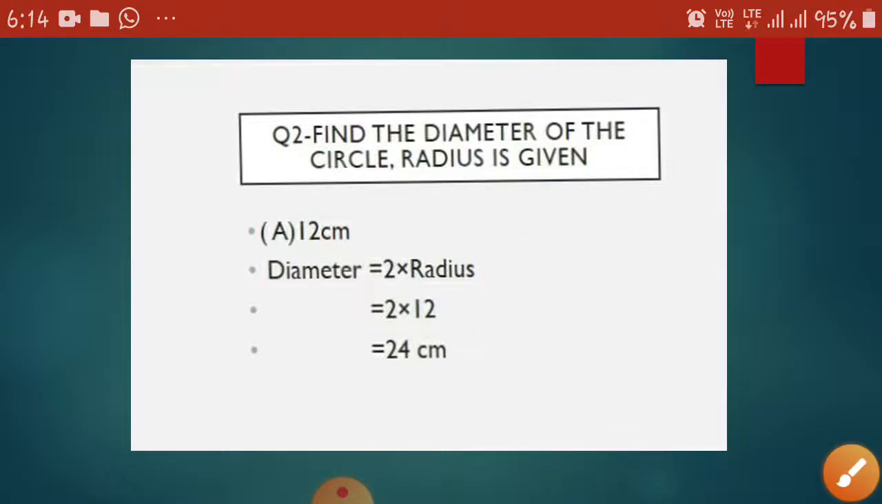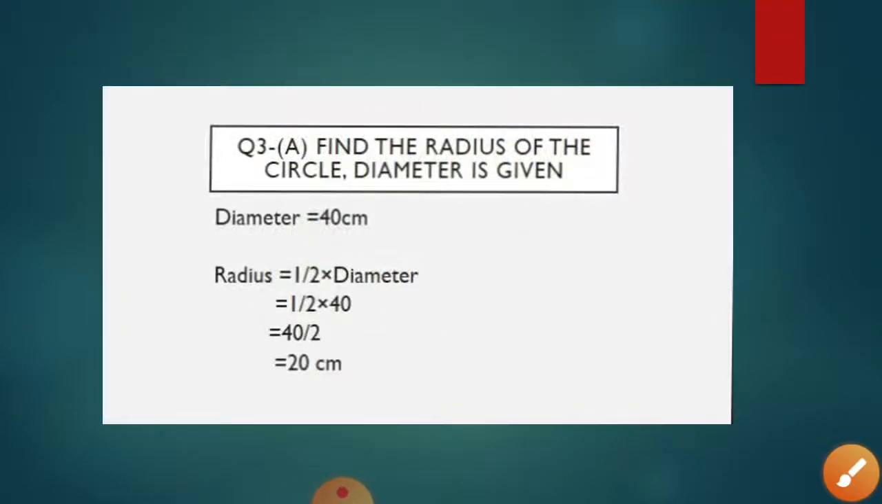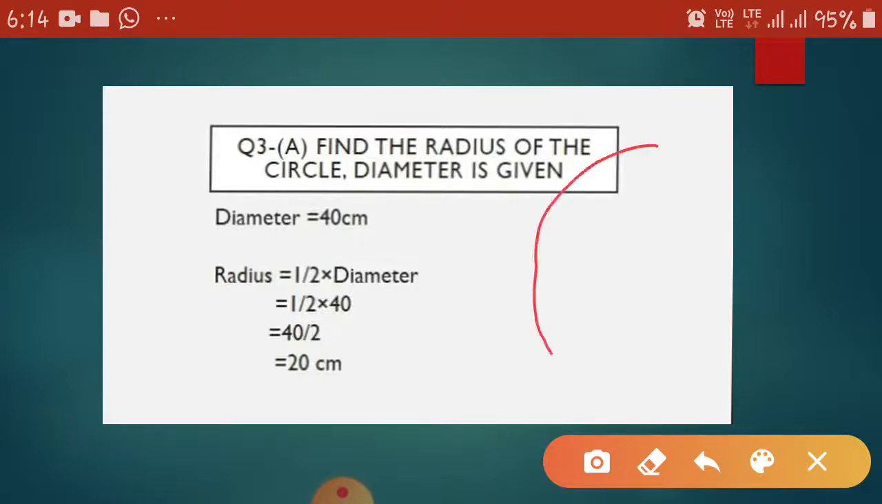Now move on to the next question. Find the radius of the circle whose diameter is given. In this question diameter is given.